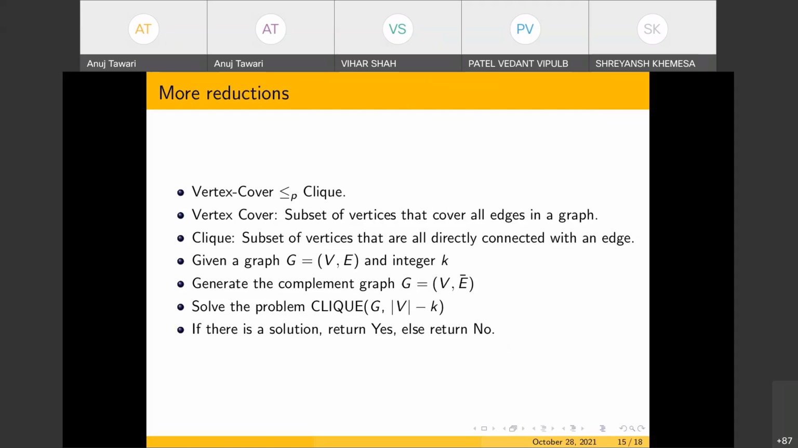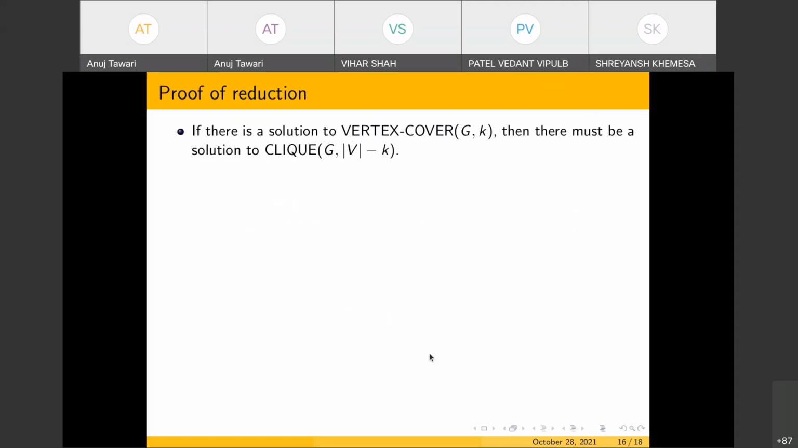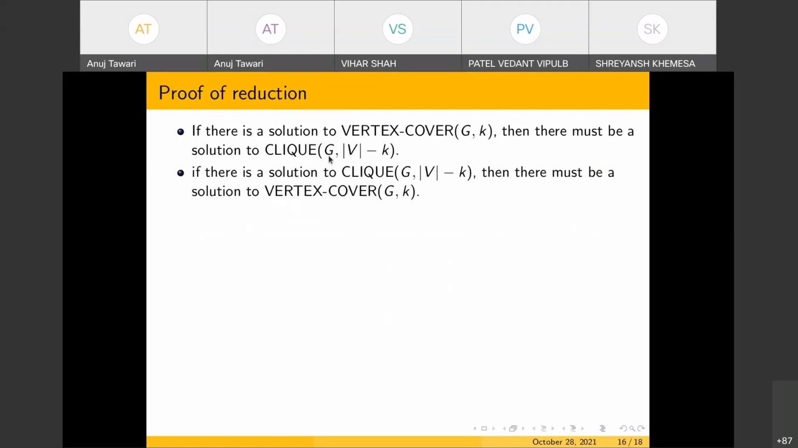So why should this thing work? The two things we need to show are that if there is a solution to vertex cover (G, K), then there must be a solution to clique (G prime, V minus K). If there is a vertex cover in the original graph of size K, then there must be a clique of size V minus K in the modified graph. And similarly, we'll also want to show that if there is a solution to clique (G prime, V minus K), then there must be a solution to vertex cover (G, K).